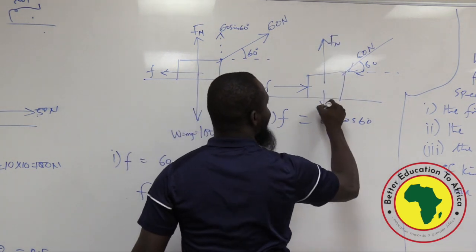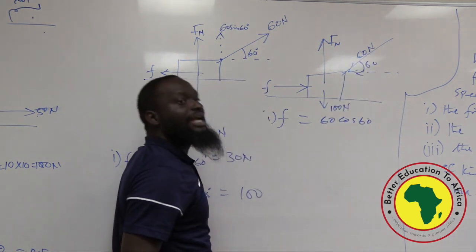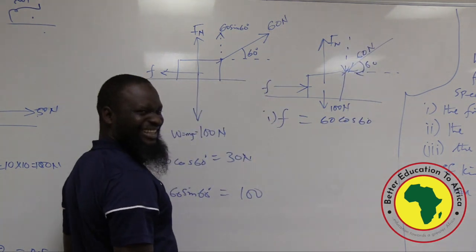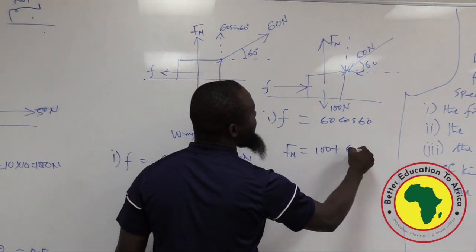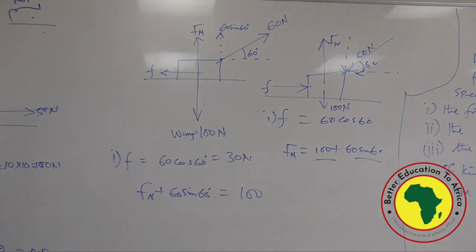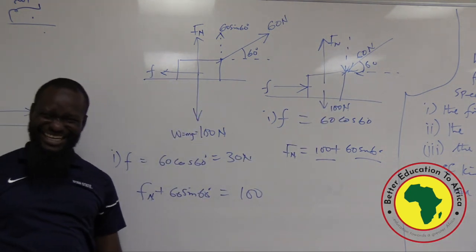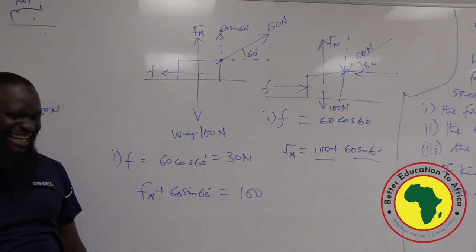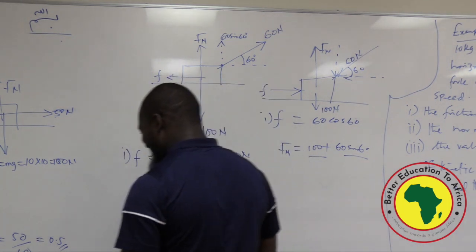What will be your normal force? Your normal force is going up. You have your weight, 100 Newton. Because the Y component is going down, the normal force equals 100 plus 60 sine 60, because these two forces are now downward forces. You just have to remember that they're vectors and take the direction into consideration. Do you understand what's going on here? Good, I like it.